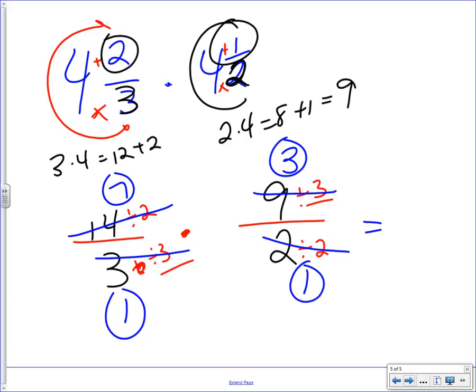Multiply straight across the top, and I get 21. Straight across the bottom, and I get 1. Sorry, 21 over 1, because 1 times 1 is how I got my 1. And anything over 1 gives me a final answer of just the numerator. And so 21 is my final answer for this one.